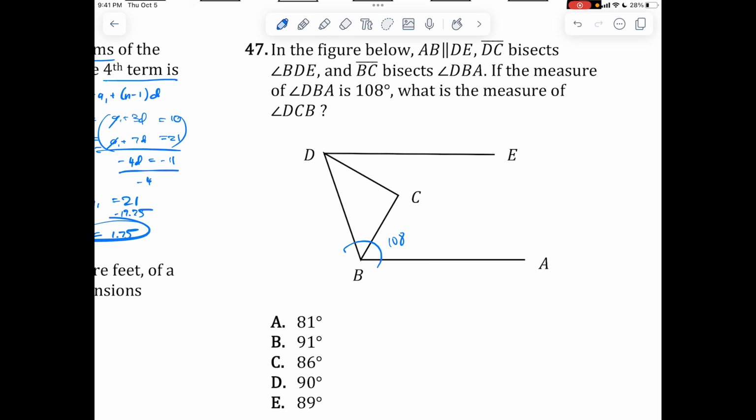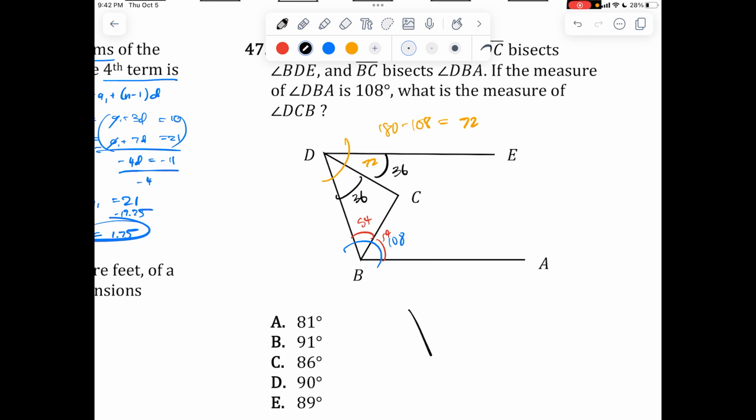The way you're going to do that is, first, since we know that this line bisects the angle, and the entire angle is 108, we can cut that in half and get 54 and 54. That means that what's here is just going to be 180 minus 108, which is 72. Again, we can cut that in half. You get 36, 36.